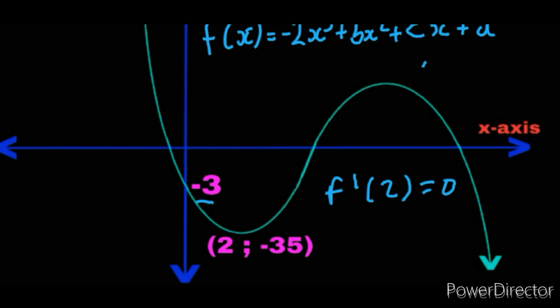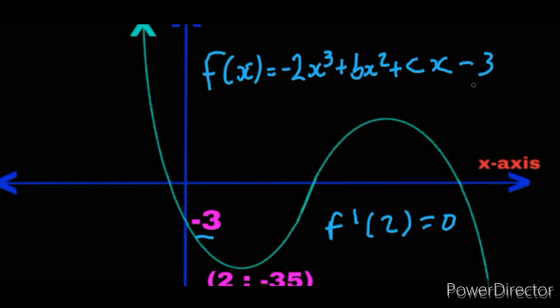So we have found d, so therefore d is the y-intercept, which is minus 3. So far we have found d. So now we need to find b and c. So remember, we can use the same point for the original and the same point again for the derivative because it's the turning point. So let's start with the original first.